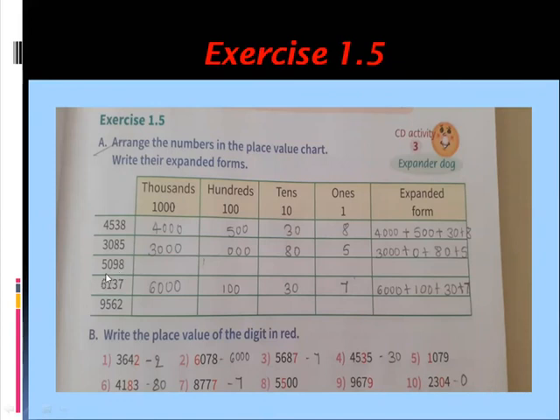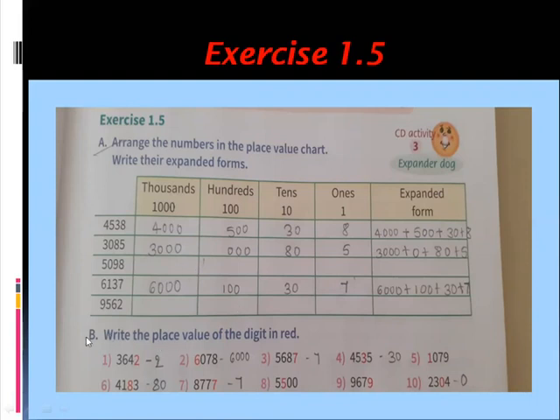5098. You have to think and see this number, write that number in a place value chart, and write that number in expanded form. Okay, 8 is in the ones place, 9 is in the tens place, 0 is in the 100 place, 5 is in the 1000 place. Next number is 6137: 6000 plus 100 plus 30 plus 7. Okay, next another one, 9562. These two problems you have to do in your textbook or classwork.